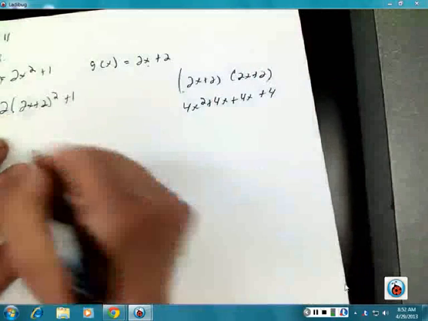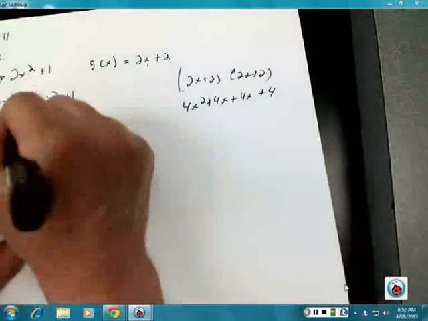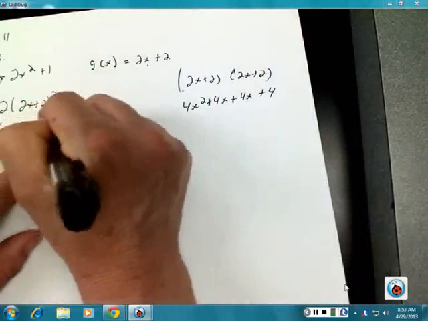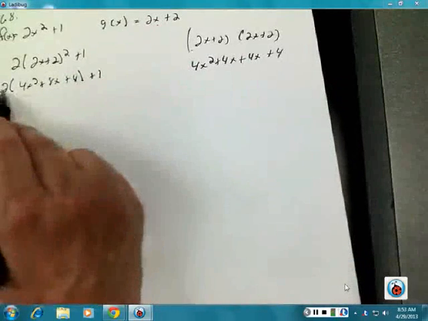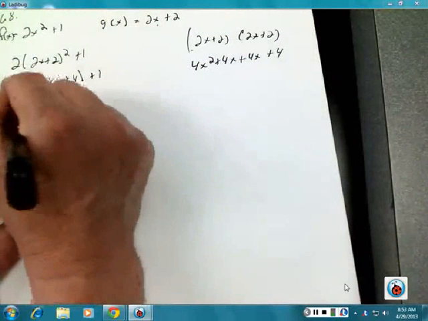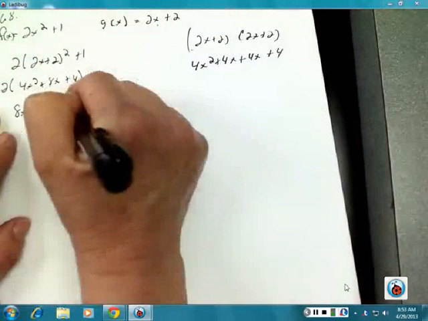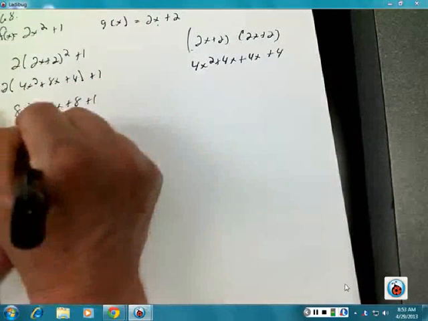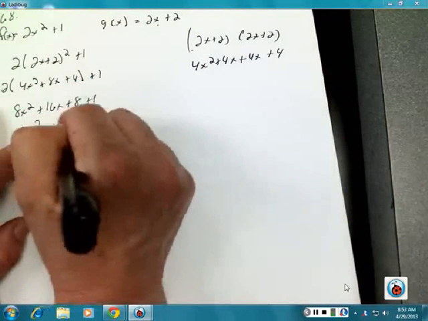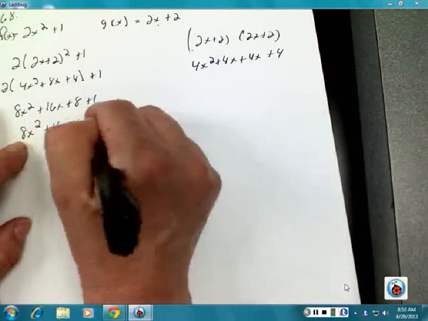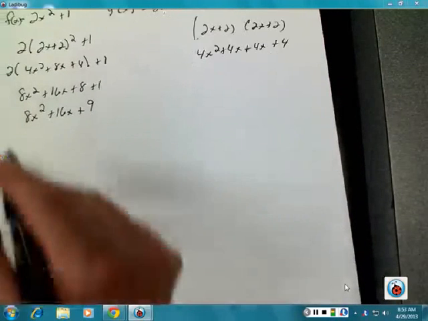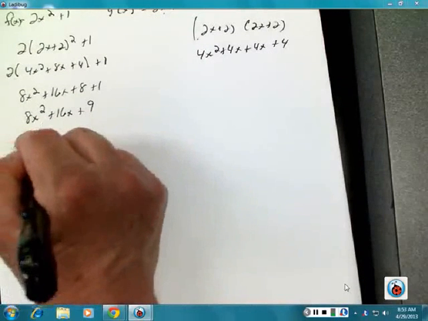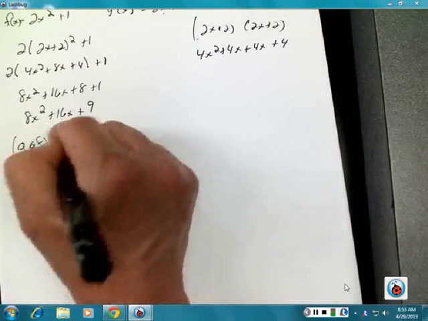Put them together. So I have 2 times 4x squared plus 8x plus 4 plus 1. Finish it. 2 times 4x is 8x squared. 2 times 8 is 16x. 2 times 4 is 8 plus 1. So my final answer is 8x squared plus 16x plus 9, because I had to combine it. You all right with that part? I plugged it in, finished it, and then the second piece is to do a g of f, or a GOF.